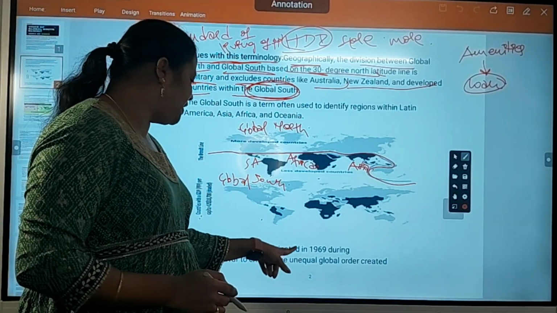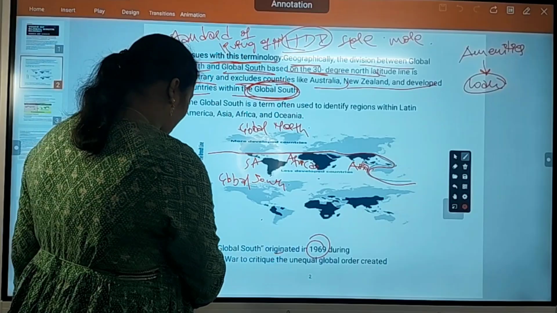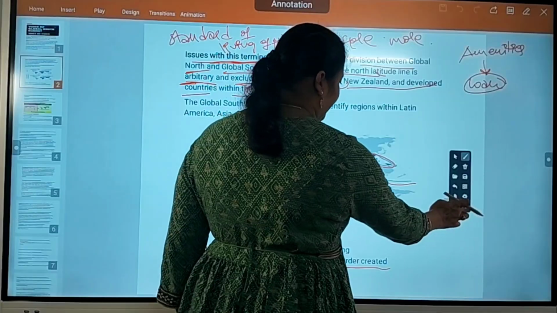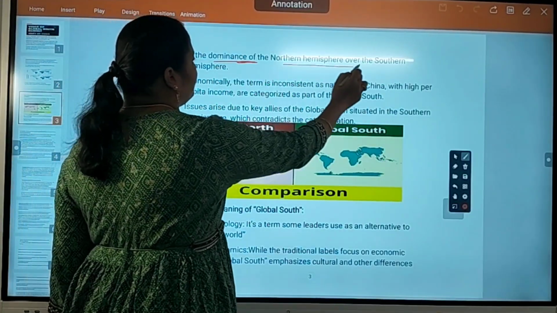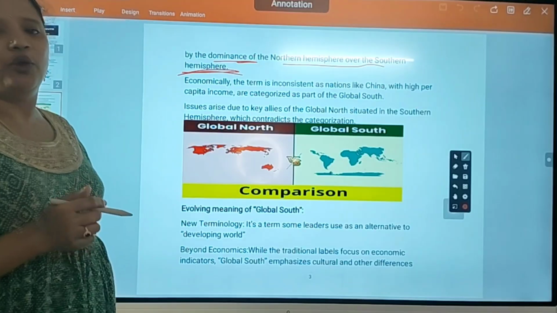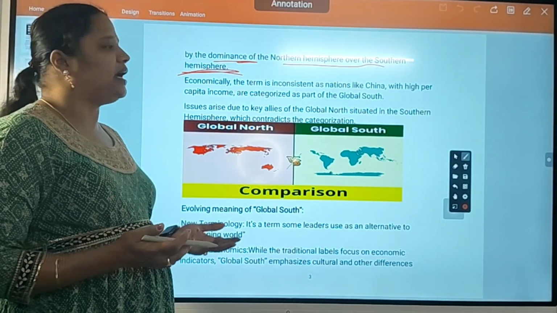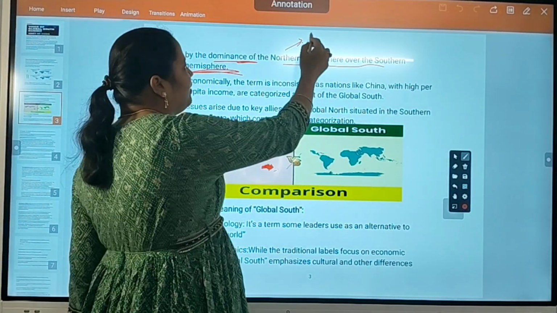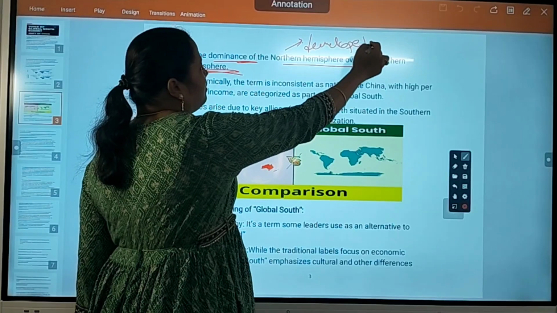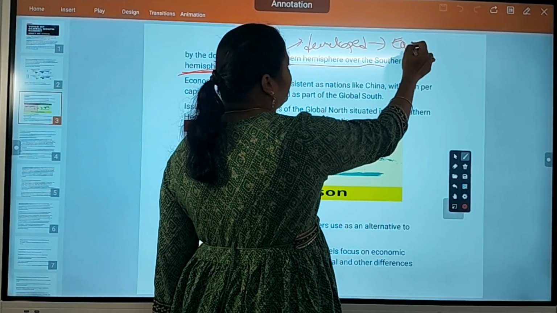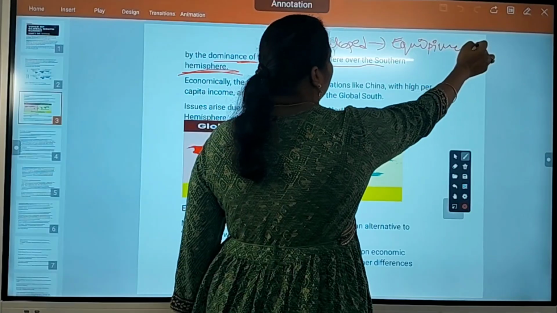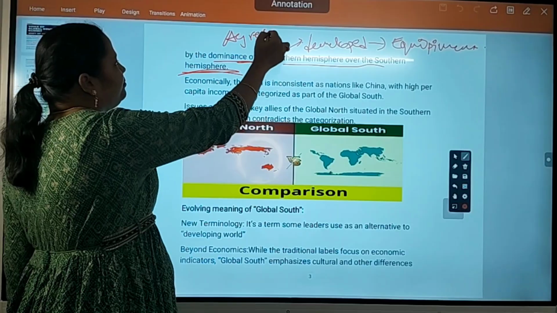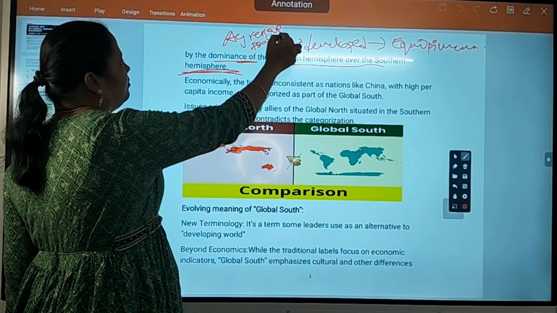The term Global South originated in 1969 during the Vietnam War. The term was defined during the Vietnam War to critique the unequal global order created by the dominance of the Northern Hemisphere over the Southern Hemisphere. If you see in the world, whatever world war has come, it was initiated from the north only. Why? Because they are developed, they don't have any development tension, so they often go to war. They have war equipment, money, people, so they often go into war with other countries, and they are aggressive and powerful.